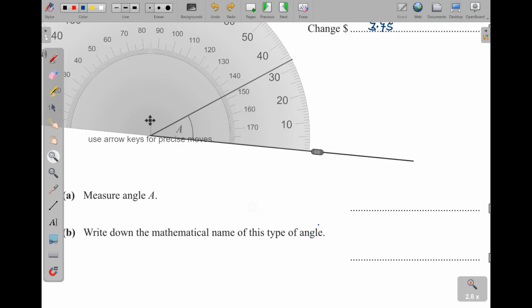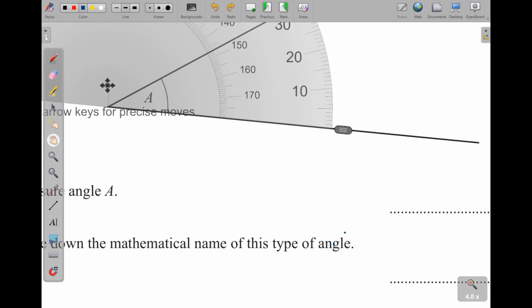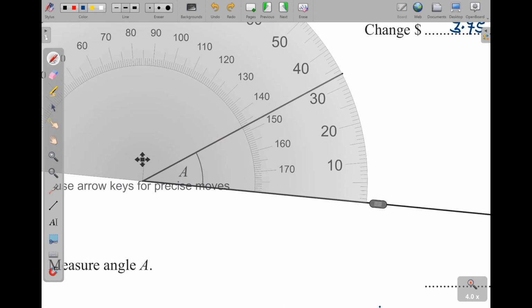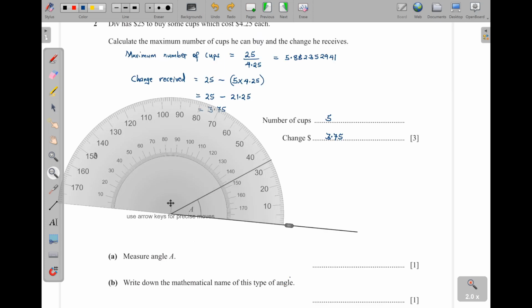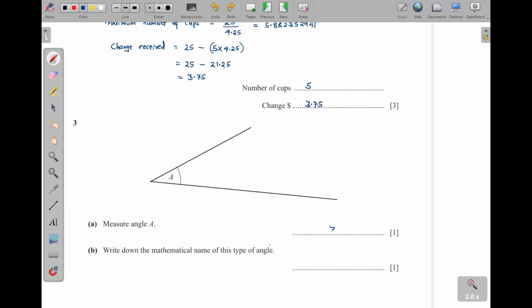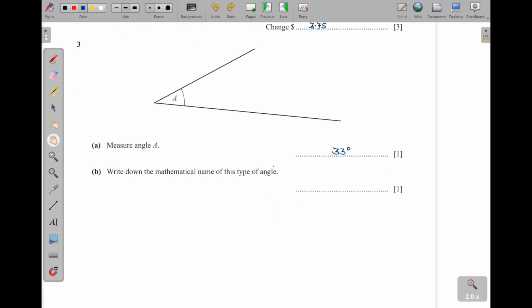Okay, so if you can check well, since I'm using this one here, so I'm going to measure now from here the whole of this. So I'm using this upper scale, and this is 33 from here. So that means that angle is 33. I'll write here 33 degrees. Write down the mathematical name of this type of angle. Of course, this is an acute angle.